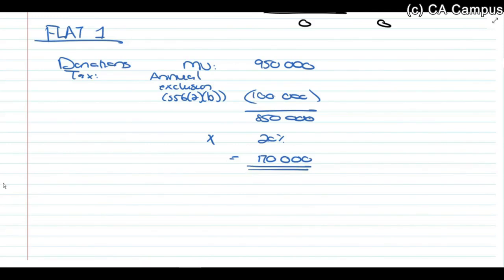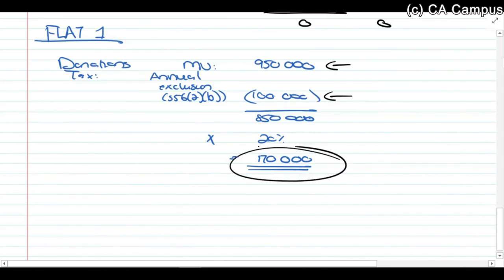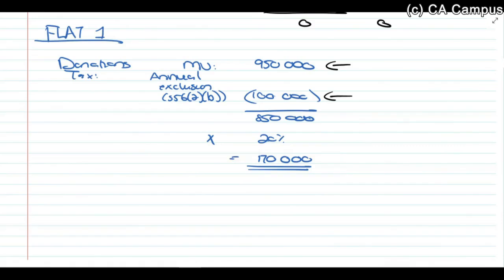Now remember again, it must be paid by the end of the next month. And also, a couple of things I just want you to make sure of: that 100,000 rands is deducted from the market value. It's not deducted from this 170,000 or the donations tax amount. So just make sure that you don't catch yourself out there. Okay.